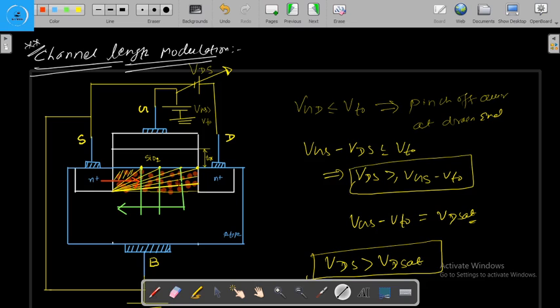voltage beyond this depletion region, the electron present here at the channel end experiences a huge electric field. Because of the large electric field that is applied by the excess VDS, which is equal to VDS minus VD set, in this depletion region, it accelerates and reaches the drain end.